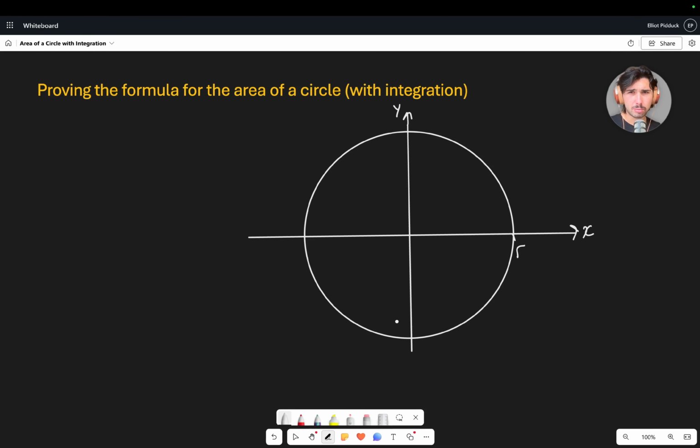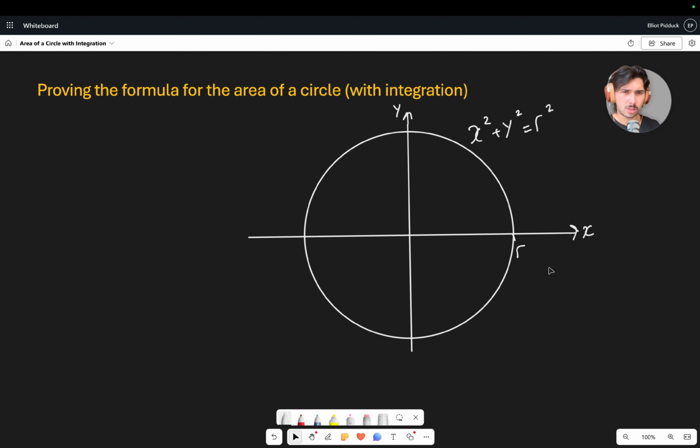In this video, we're going to prove the area of a circle using integration. So imagine that you have a circle that has a radius of r, like how I've drawn here on your x and y axis, and it's got a center at the origin. Then we can say that the equation of this circle is x squared plus y squared equals r squared. And we're going to show that the area inside this circle is pi r squared.